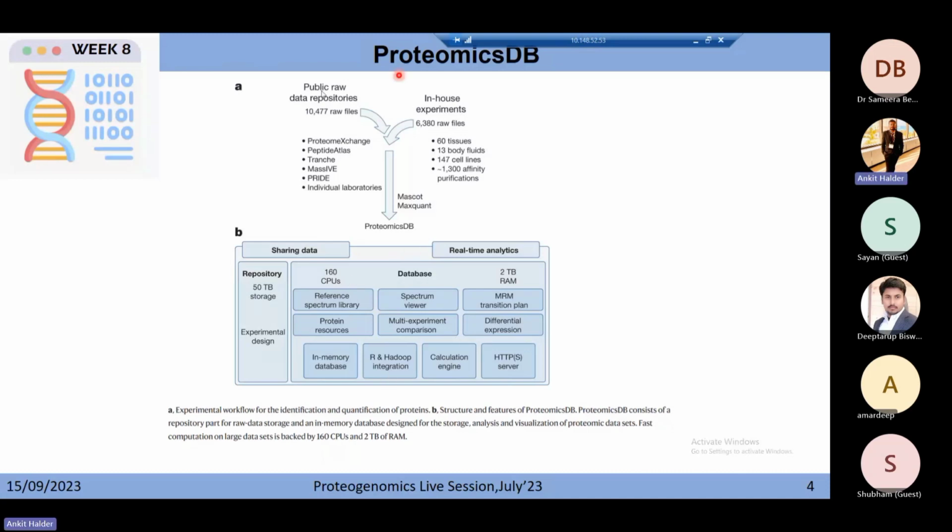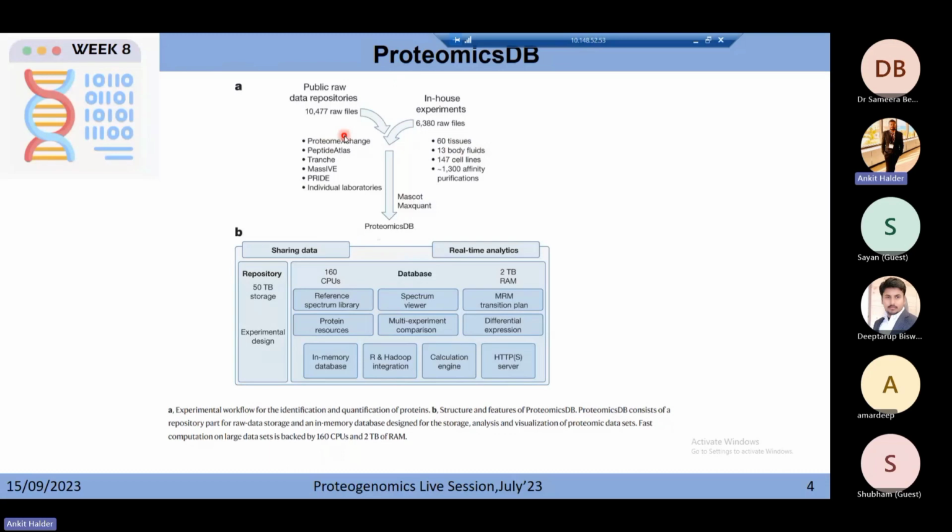Here, they have taken public raw data repositories, and then their in-house experiments. In-house, they have done DNA tissues, body fluids, cell lines, and affinity purifications, and then they have kept it in ProteomicsDB. This is the workflow that they have undertaken. That's why it becomes very crucial.